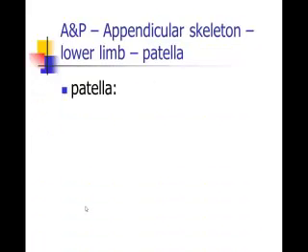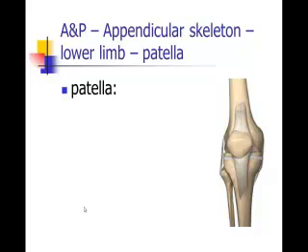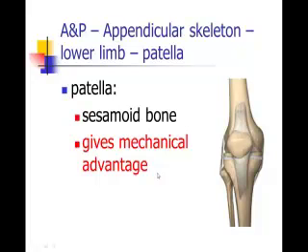Okay, so we've got the patella. And as I mentioned, it's a sesamoid bone. So it's not there when you're born. It forms out of the ligament connecting these two bones. And it gives us a mechanical advantage, but that comes at a cost. We lose speed. It's one of those trade-off things.